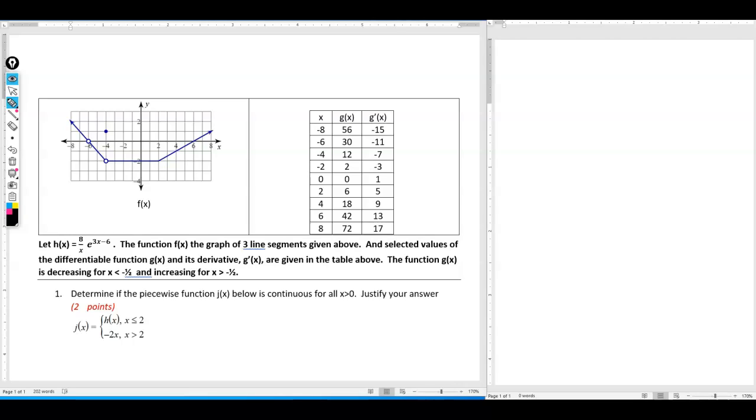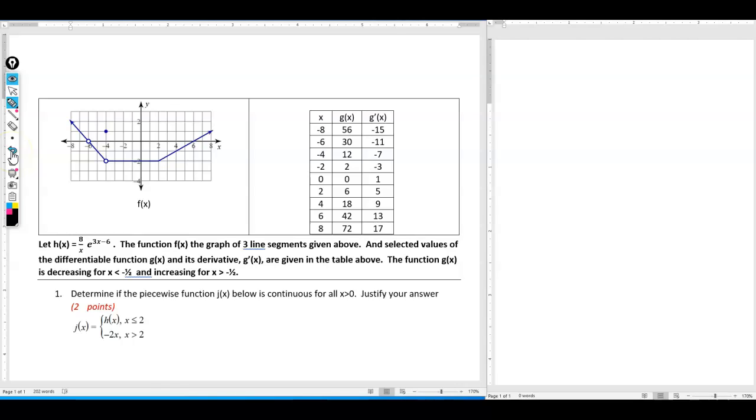Just like on your set of FRQs, you have a graph, a function that's called f of x. You have a table of g of x with its derivatives in place. And then we also have another function down here, the h function, which is given to us as an equation. So let's read the directions here. It says the function f of x is a graph of 3 line segments. And then we have a differentiable function. That's kind of important. If a function's differentiable, then it's also continuous. We have a differentiable function g of x, and its derivative, g prime, are given in the table above.